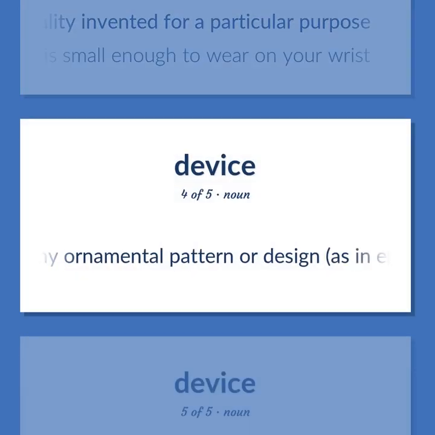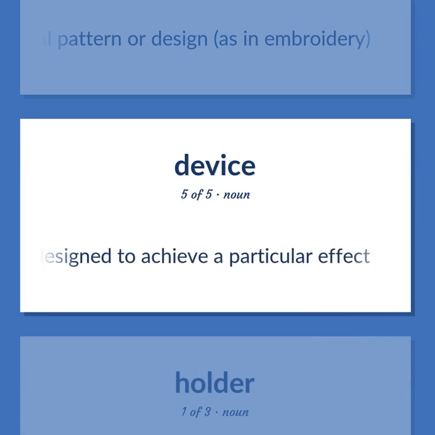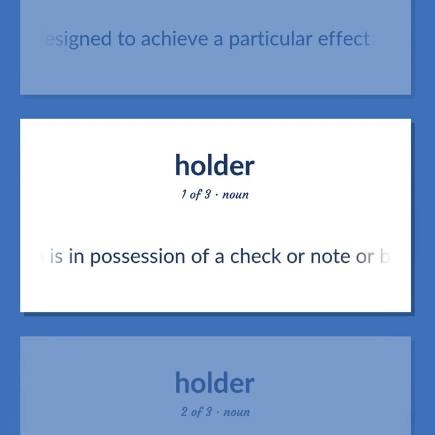Any ornamental pattern or design, as in embroidery. Something in an artistic work designed to achieve a particular effect. The person who is in possession of a check or note or bond or document of title that is endorsed to him or to whoever holds it.